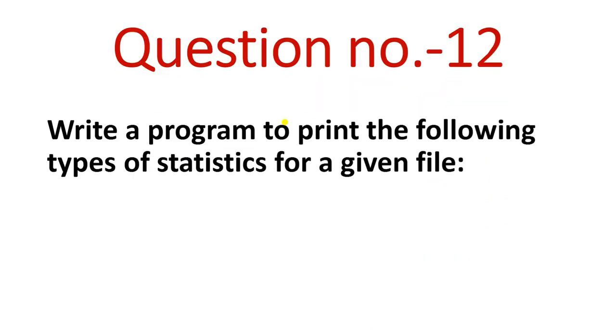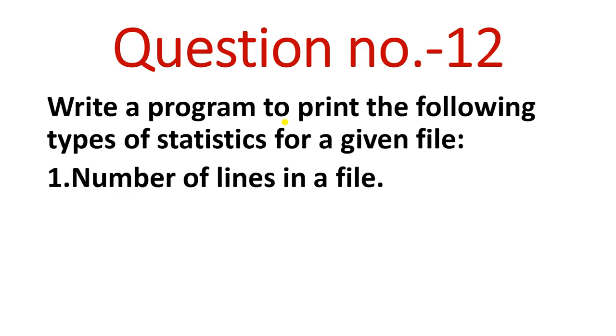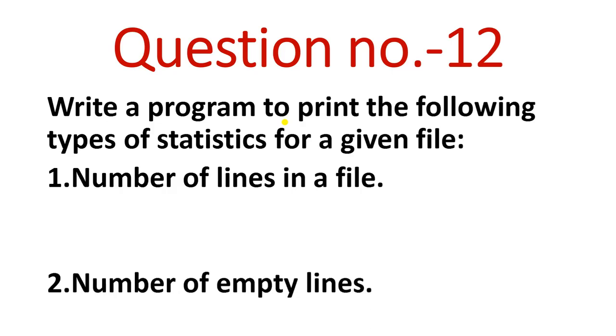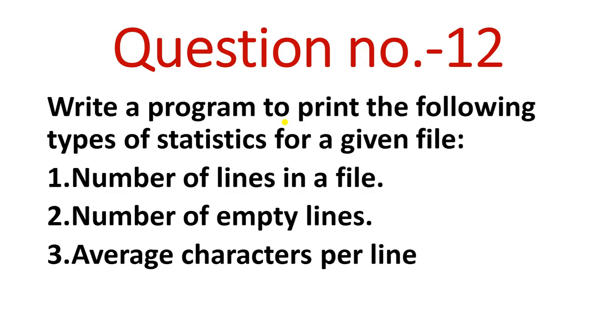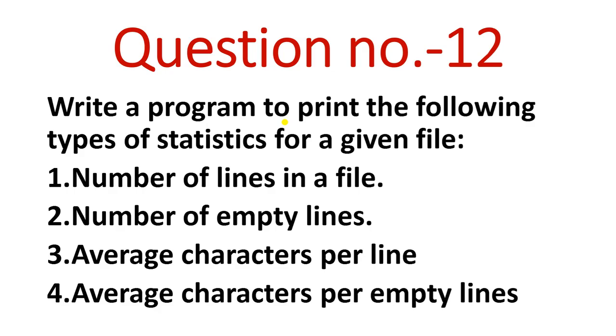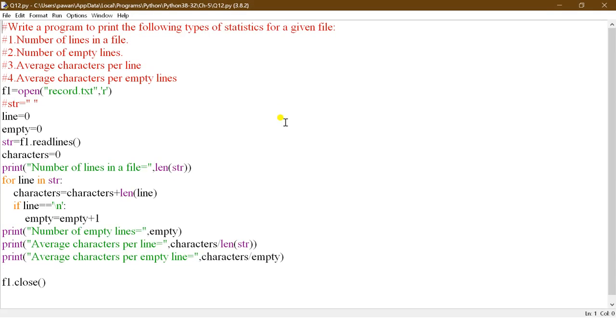This is question number 12. Here is your question. Write a program to print the following types of statistics for a given file. First one, number of lines in a file, number of empty lines, average characters per line, and average characters per empty line. So here is the solution of your program. This is the question.